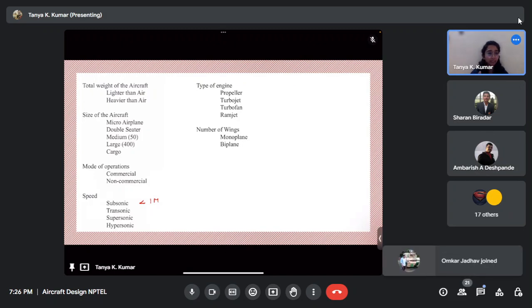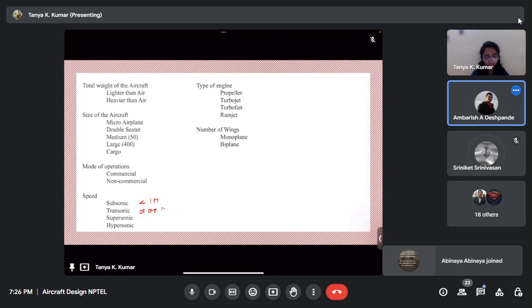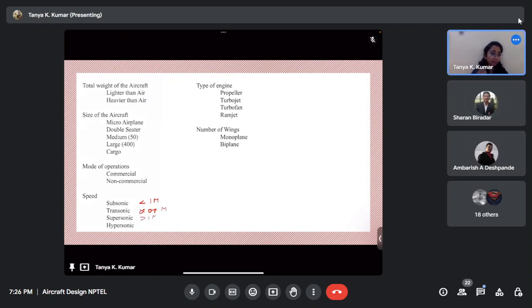Transonic is in the transition region. That's between 0.8 to 1, right? So it's in that transition region. So let's just take somewhere around 0.8 Mach. Then supersonic, greater than 1, right? Greater than 1 Mach. It's between 1 and 5 Mach, and hypersonic is greater than 5 Mach.